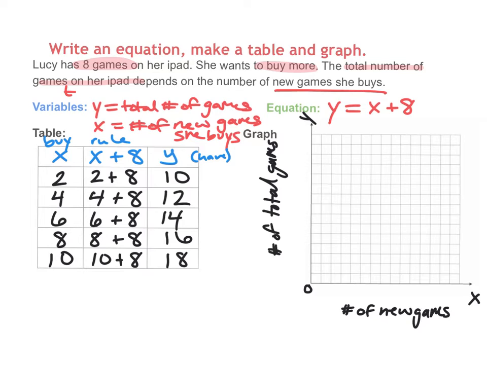She buys 0 new games. We didn't put that in our table, but that might have been a good thing to put. If she buys 0 new games, she already has 8, though. So what you're going to want to do is label your axes here and do them in intervals. So I might go 2, 4, 6, 8, 10. I counted by 2s and marked them by 2s. And I can continue on just to keep it going.